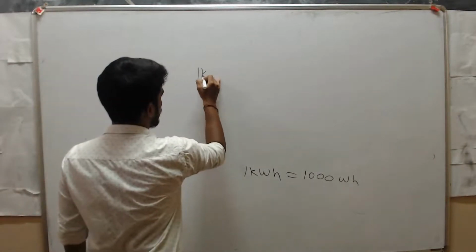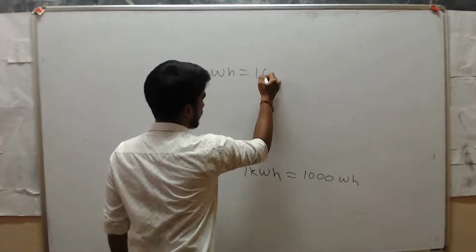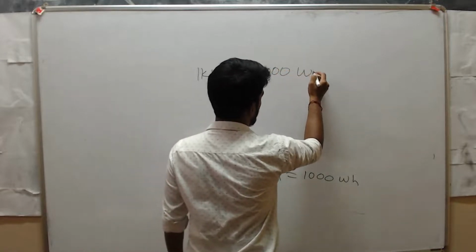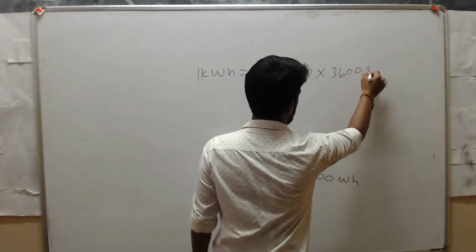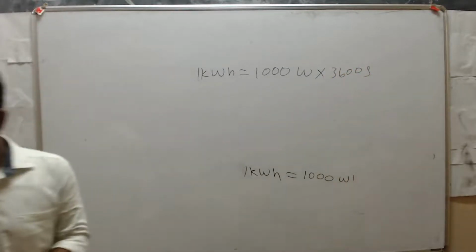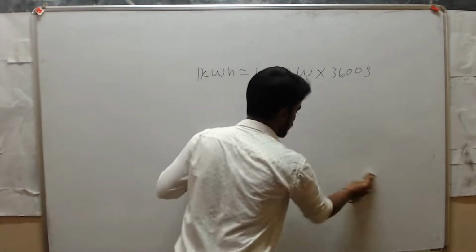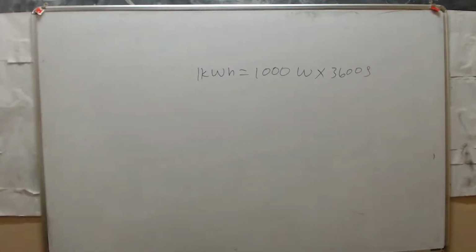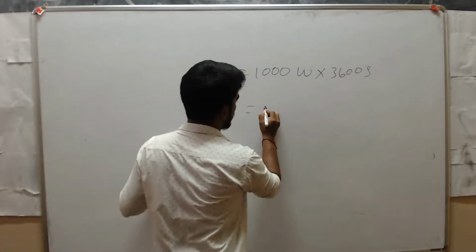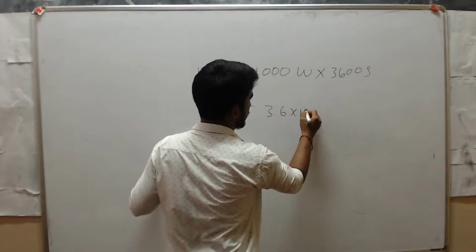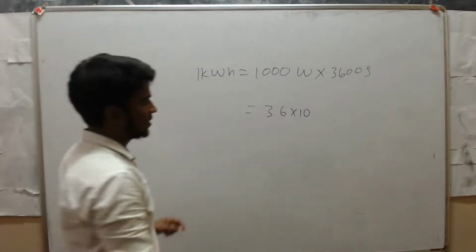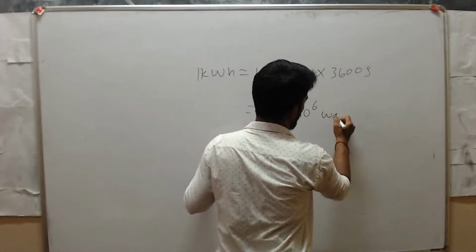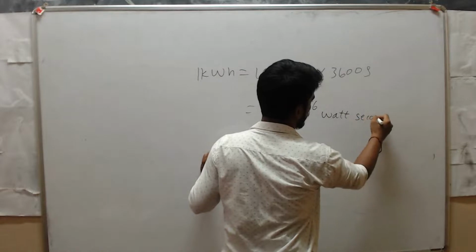See, 1 kilowatt hour, we can write this as 1000 watt into hour. What does an hour mean? 3600 seconds. So when you multiply 1000 into 3600, you can write that as 3.6 into 10 raised to the power 6 watt second.